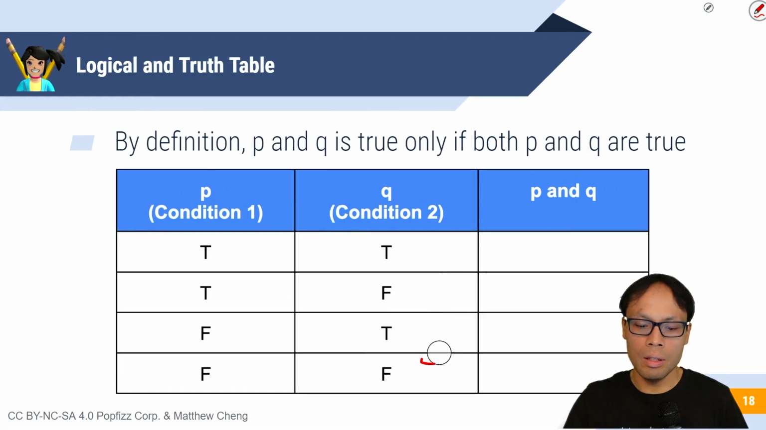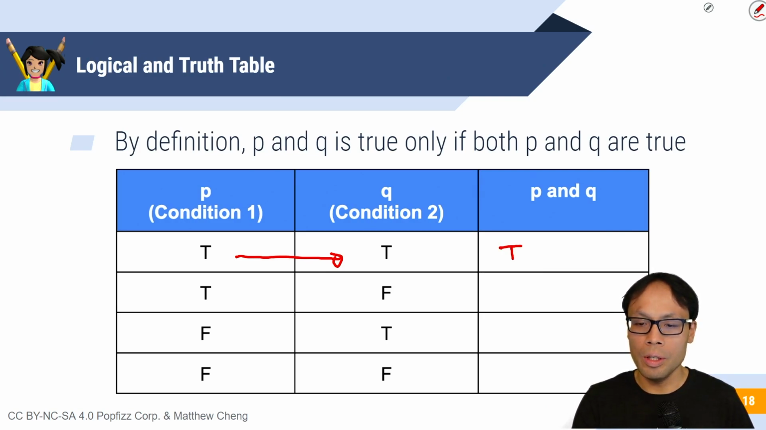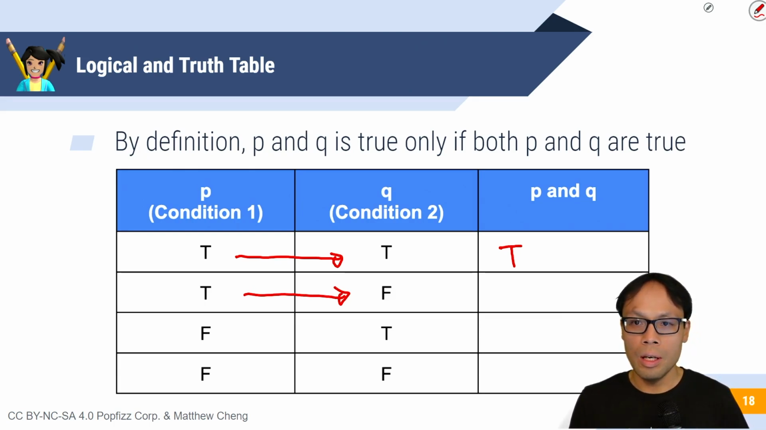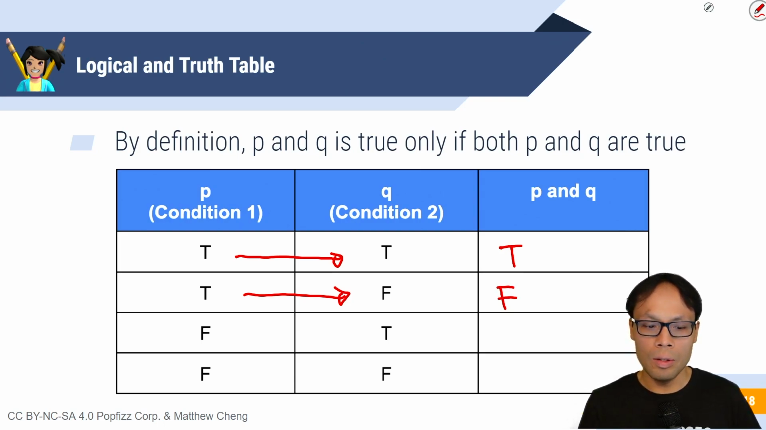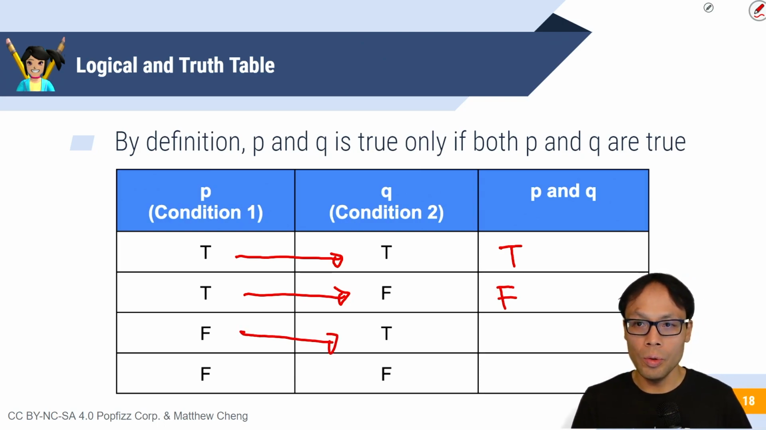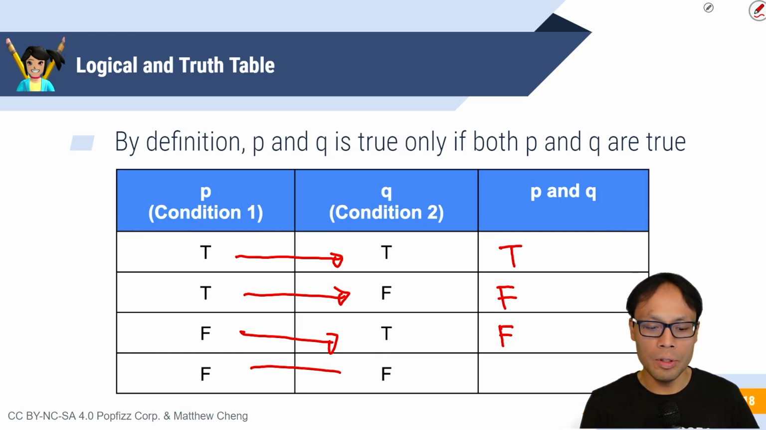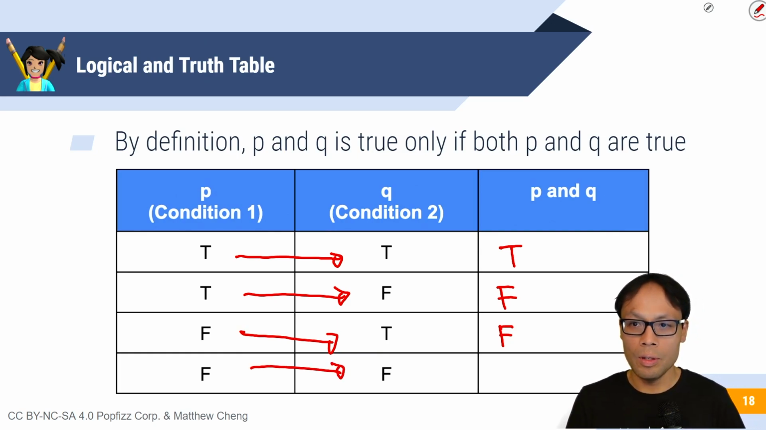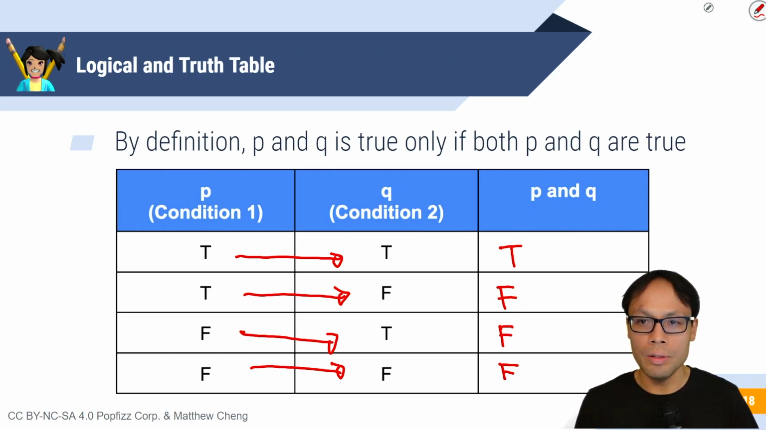So let's take a look at the first line here. So we've got true and true. So by definition, true and true is true. In the second line, we've got true and false. And because we have a false there, P and Q is now false. In the third line, we've got false and true. And again, by definition, because one of them is false, the entire expression is false. And in the fourth line, we've got false and false. And again, because one of them is false, the entire expression there is now false.